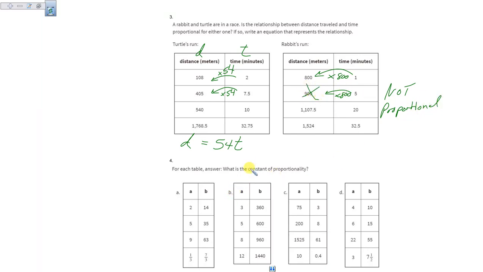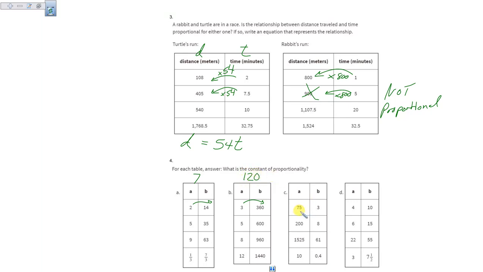For each table, what is the constant of proportionality? Alright, so we're assuming that all of these are proportional. So the constant for this one is times 7, so just 7. The constant for this one, we do 360 divided by 3. Well, 3 will go into 36 12 times. So this would just be 12 with a 0, and that would be 120.